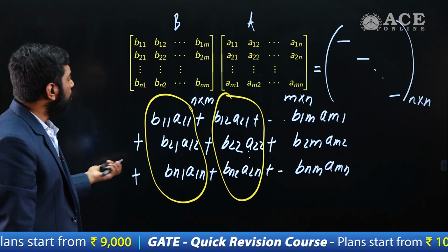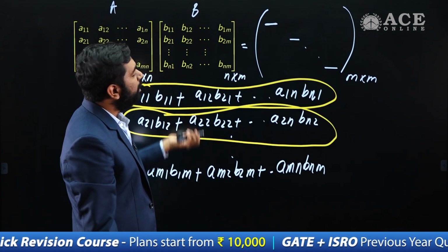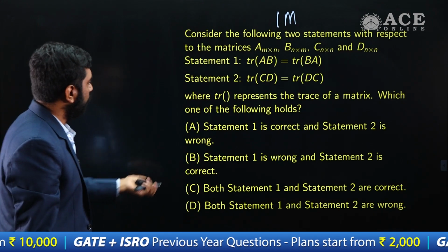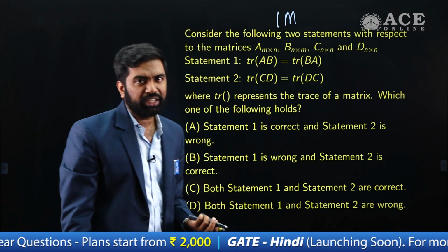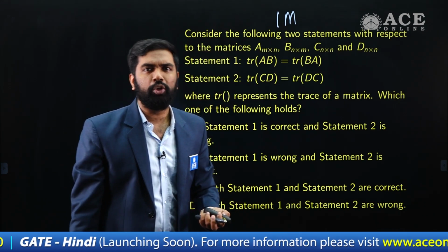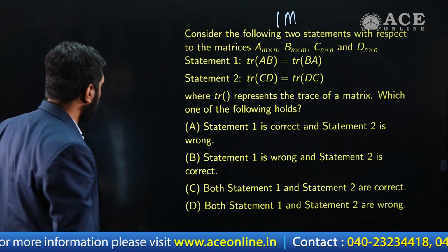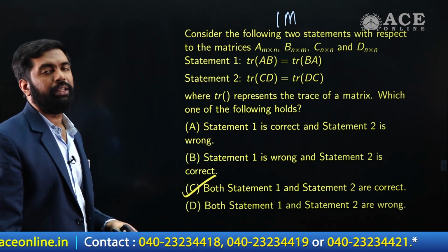So this is true for A of order m cross n and B of order n cross m. Now as a special case, whenever you have C and D of same order, even then this really works. Therefore, the answer for this question is both the statements are true, right? So where is that option where it says both the statements are true? It is option C. So the answer for this question is option C, right?